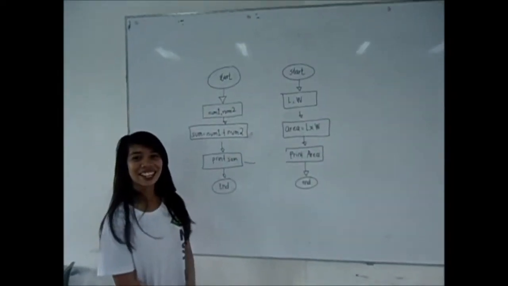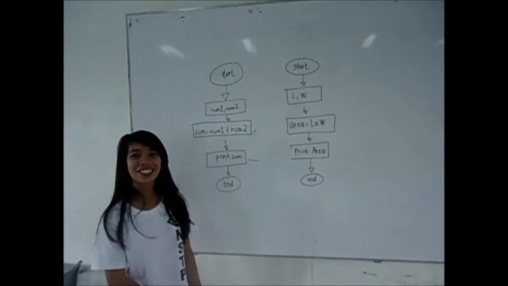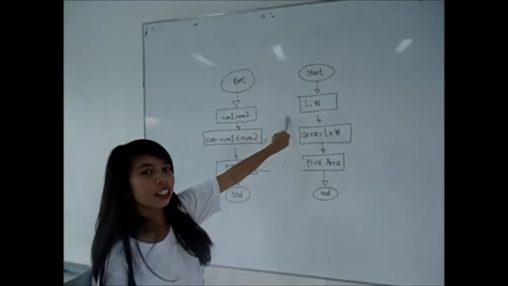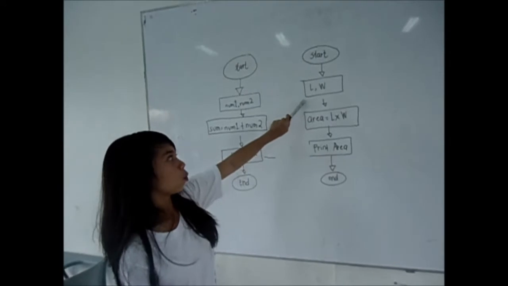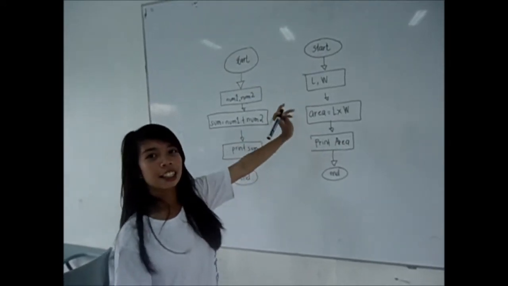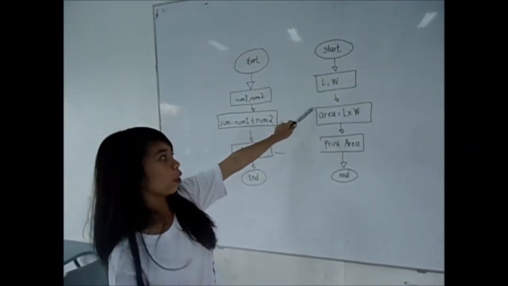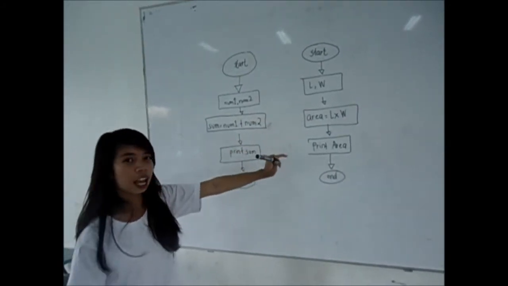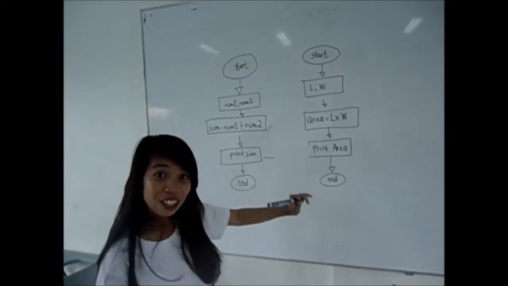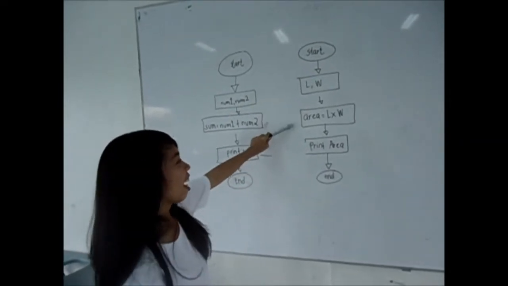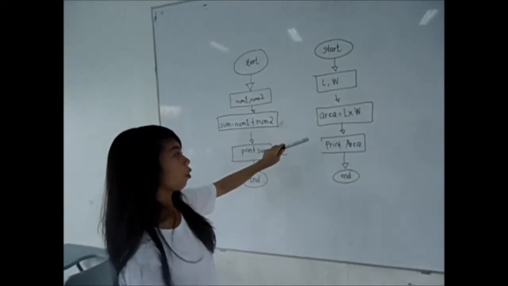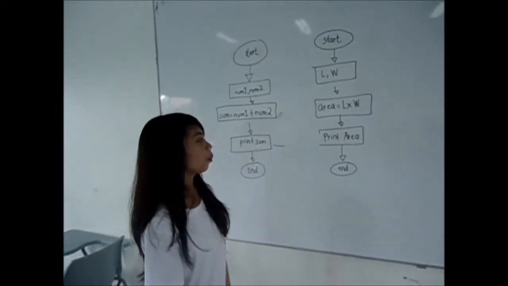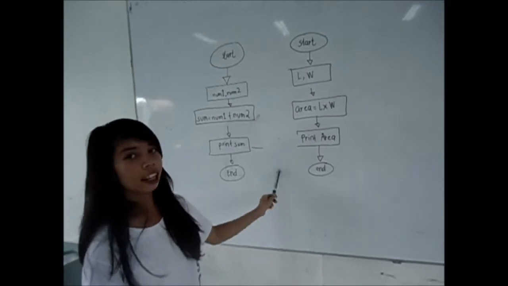I give an example which determines the area of a rectangle. From here, my input is L, which stands for length, and W, which stands for width. Our process is area is equal to length times width. And the output after this is to print the area and end.